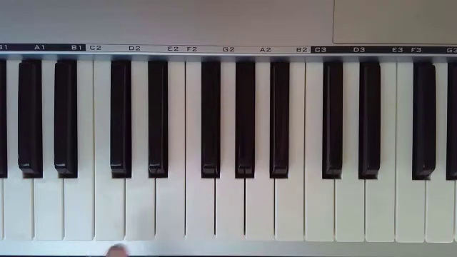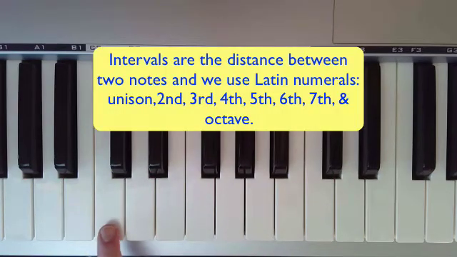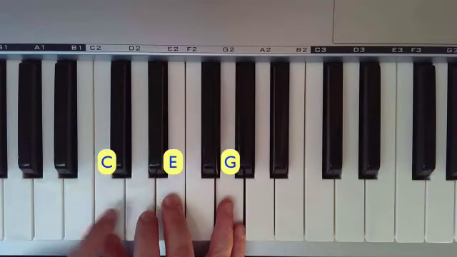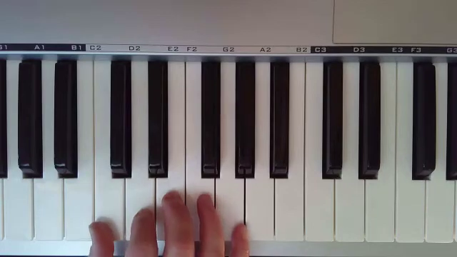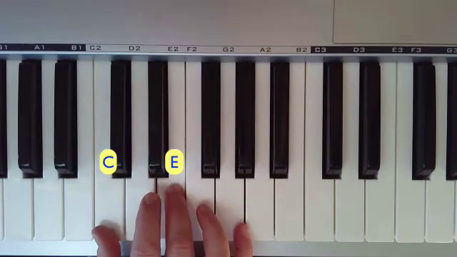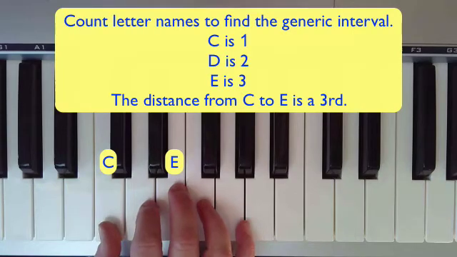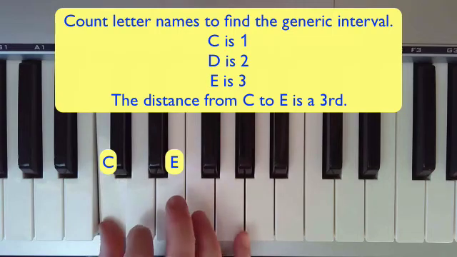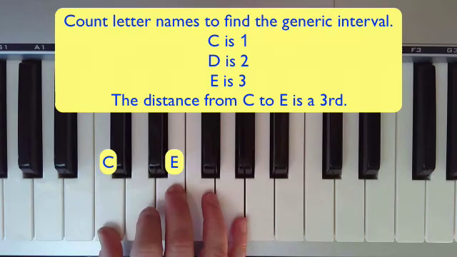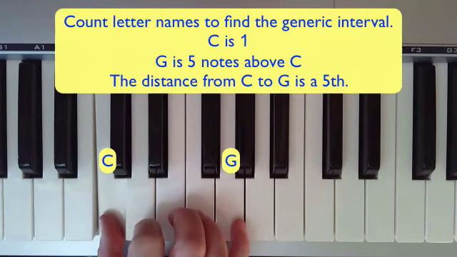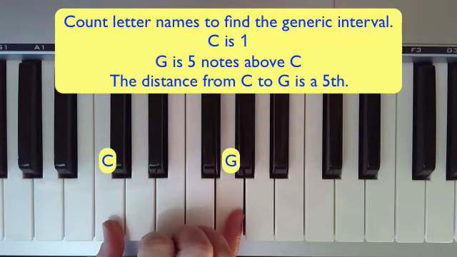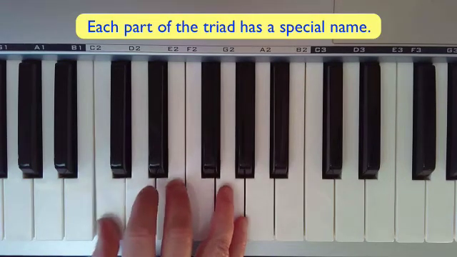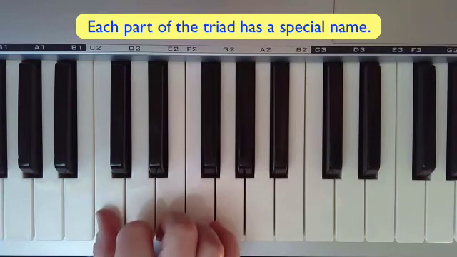I want to remind us about a conversation we had about intervals, the distance between notes. So if these are my chord tones, C, E, and G, what is the distance from C to E with regard to the interval? Remember, we count letter names. C is 1, 2, 3. So the distance from this C to E, we say, is a third. So what's the distance between this C to this note up here, G? It is a fifth.